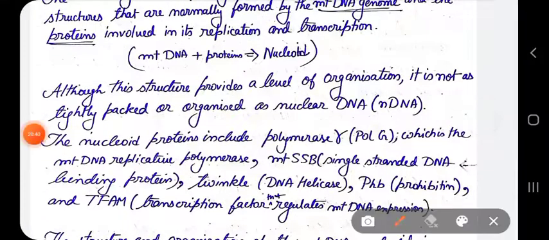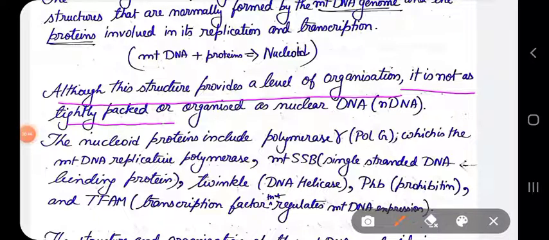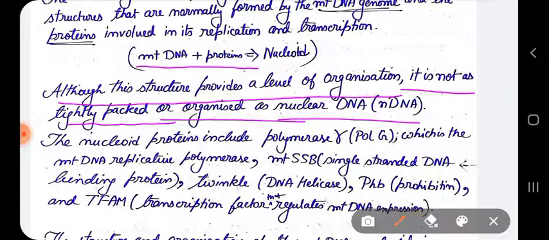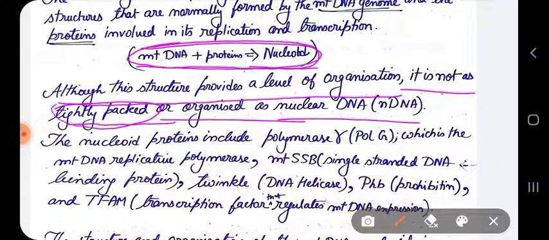Although these structures provide a level of organization, it is not as tightly packed or organized as nuclear DNA. If you compare with the nucleosome, the solenoid structure which we have seen in our chromosomal DNA organization, it's not like that organized structure. Here and there they are not so tightly packed. Here the nucleoids, where the mitochondrial DNA is entangled with protein to form a compact structure, are not seen in such a tightly packed or organized manner compared to nuclear DNA.